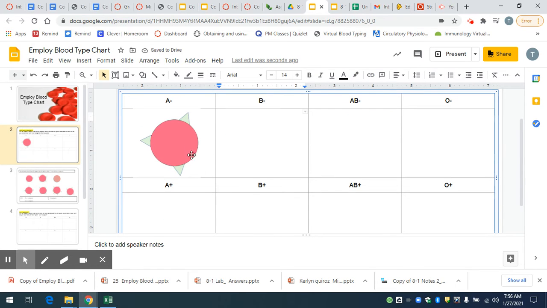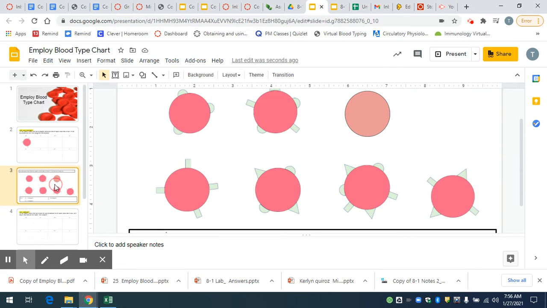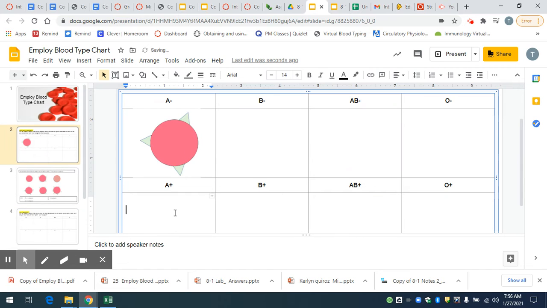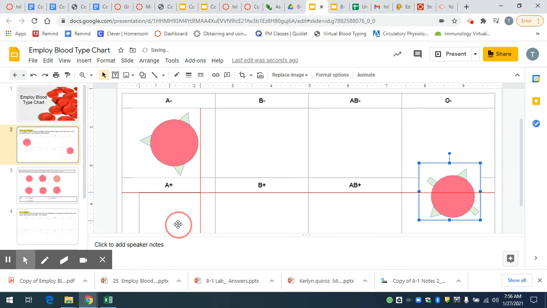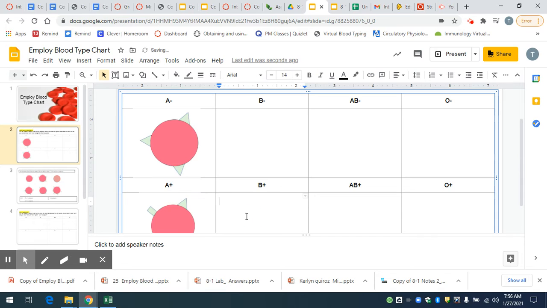A positive will have the triangles, but also have the Rh antigen, which is the rectangle. So we need a red circle that has triangles and rectangles. So go back. It would be this one right here. So click it. Control X will cut. Control V will paste. Drag it over, and we're done. So you'll continue through all the remaining six blood types the same way.